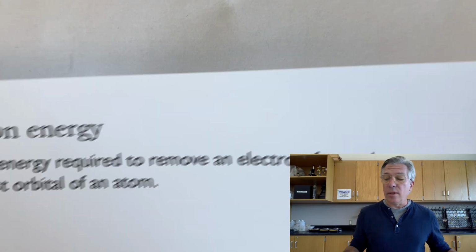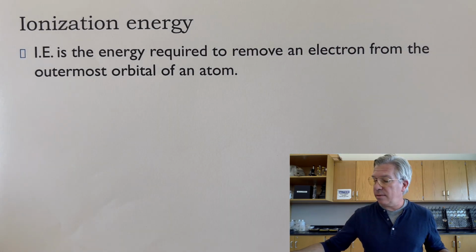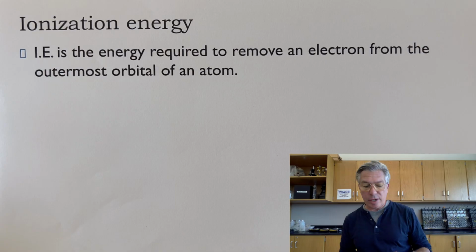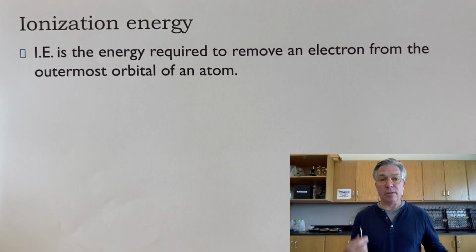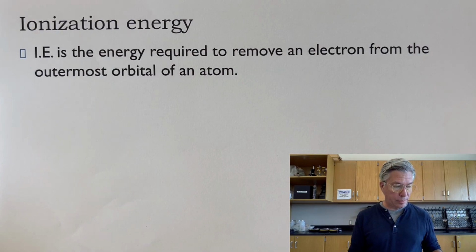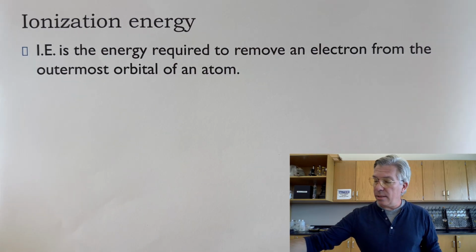All right, let's do ionization energy next. Ionization energy is the energy required to remove an electron from the outermost orbital of an atom. This is the first ionization energy. Take a moment to write that down if you need that.